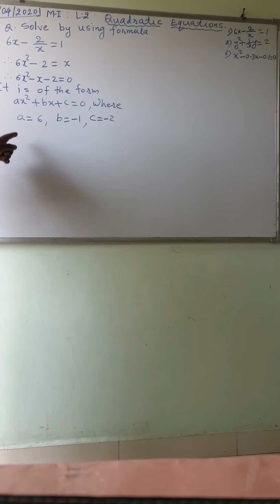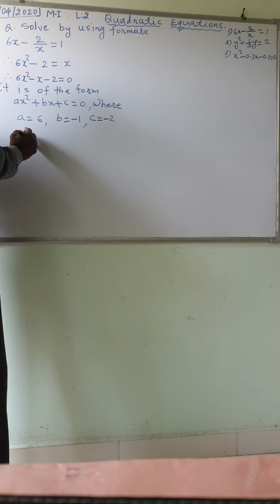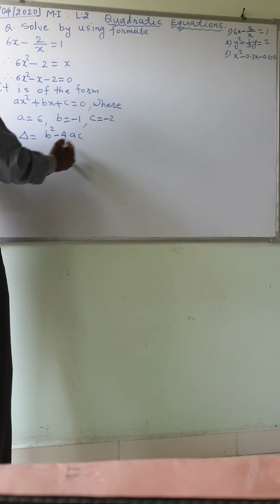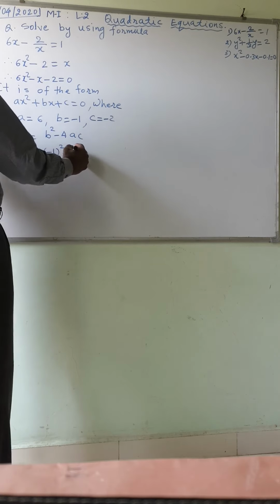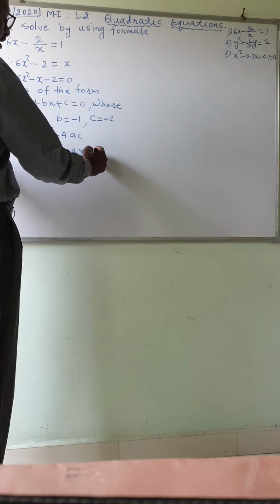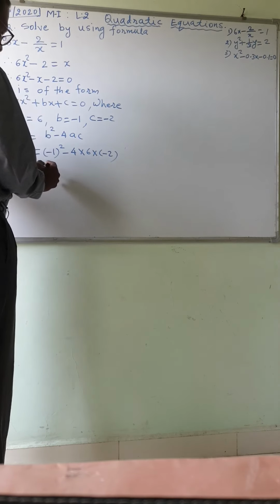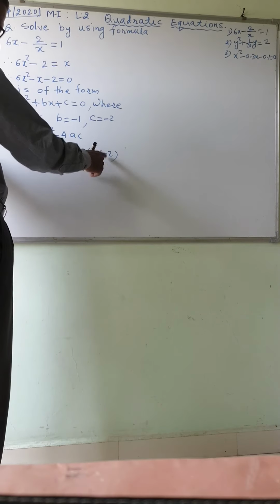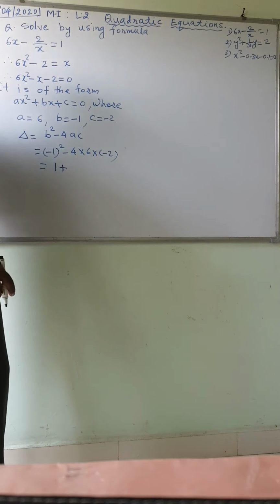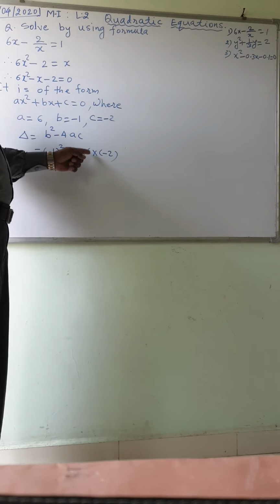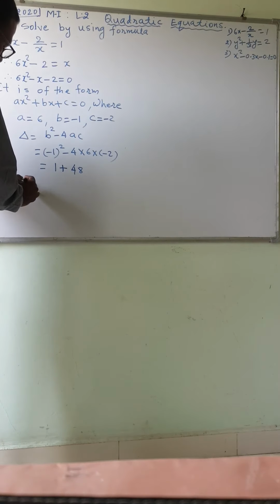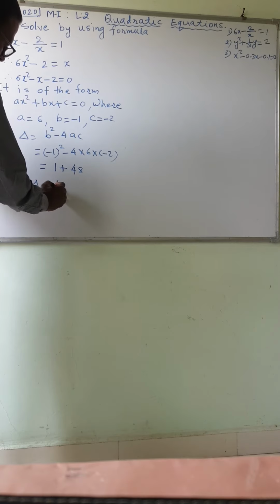Now we will find the discriminant delta is equal to b square minus 4ac. That is equal to b square means minus 1 square minus 4 into a is 6 into c is minus 2. Minus 1 square will be plus 1. This minus into this minus, that will become plus. So 6 4s are 24, 24 2s are 48. Therefore, delta is equal to 49.